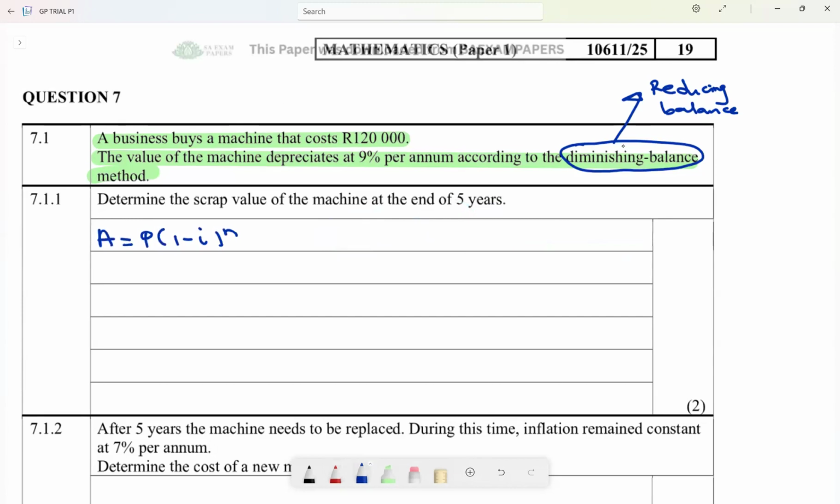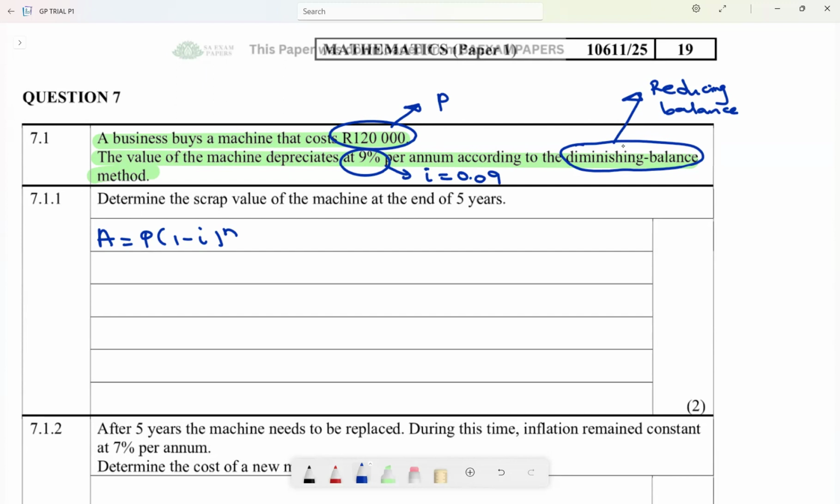Remember, this 120,000, it is your principal amount. This is the P value, the initial value. And then the 9%, it is your interest, and you need to divide that into decimal, 0.09. And always depreciation and inflation, it is annually. So you divide by 1 or multiply by 1.